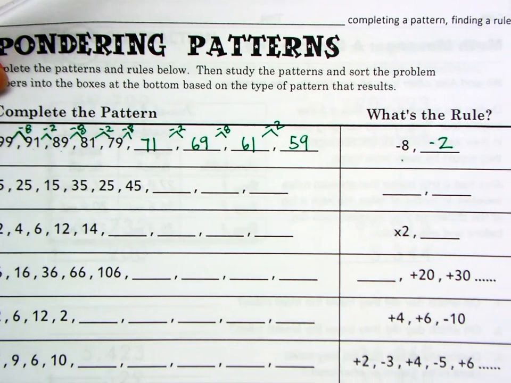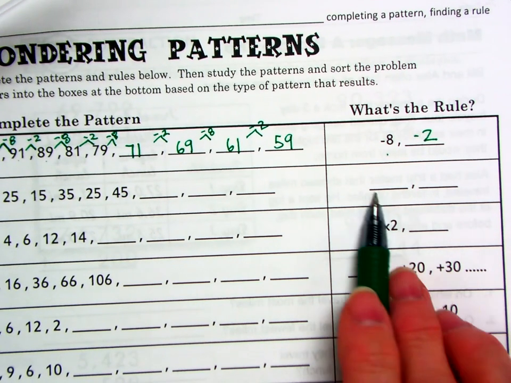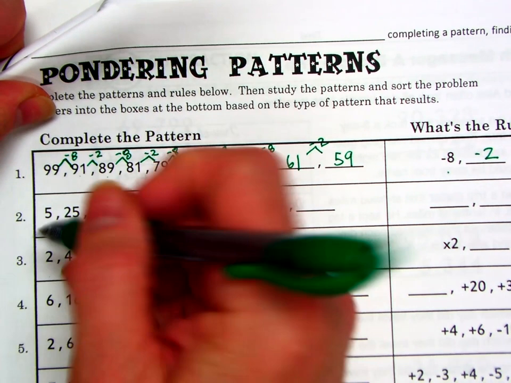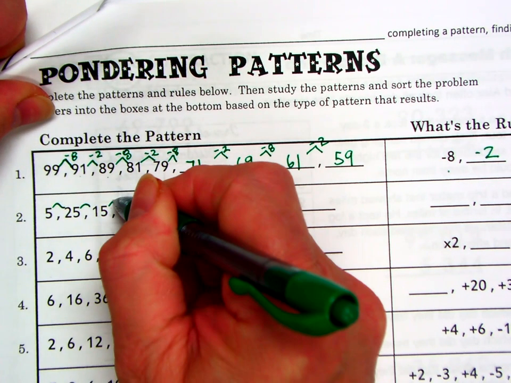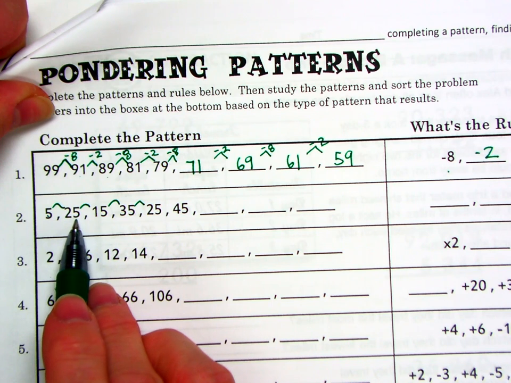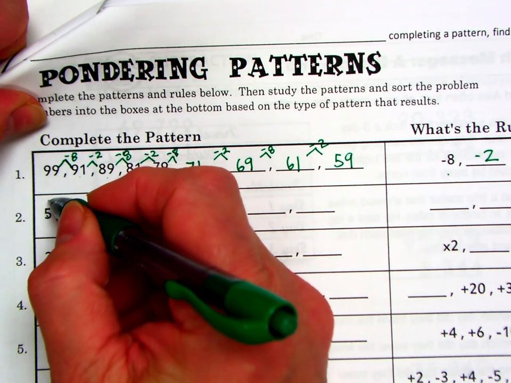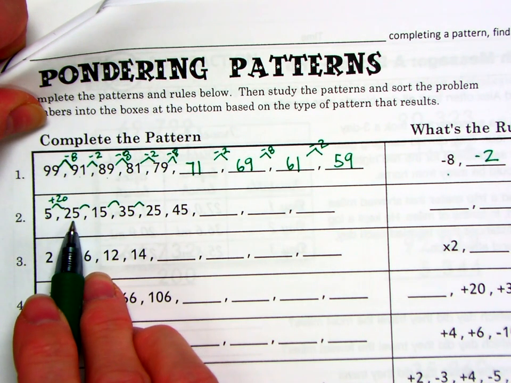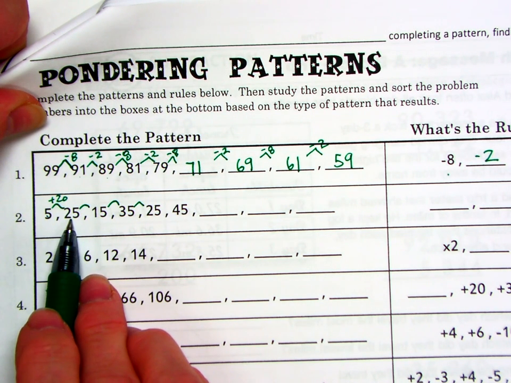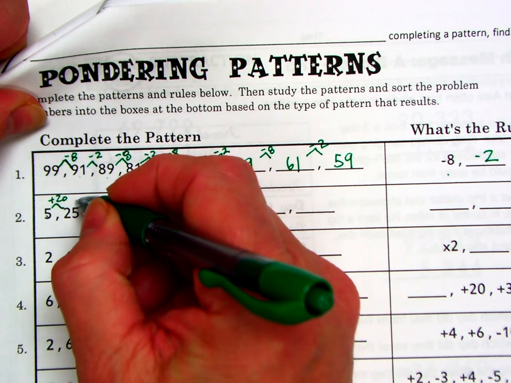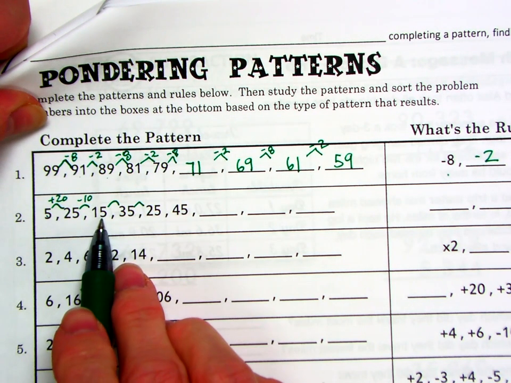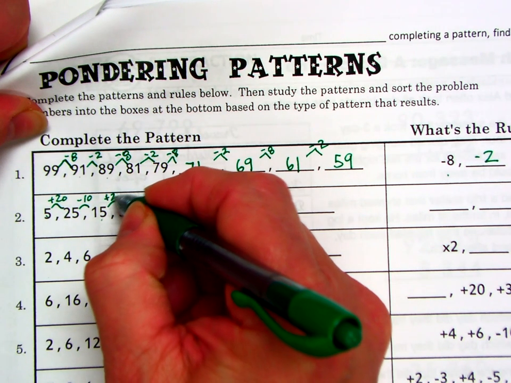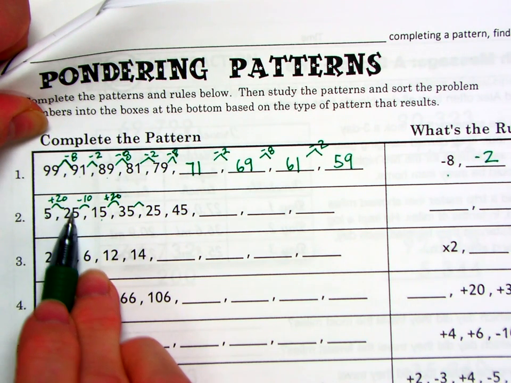Okay? Now the next one has 2 steps for the rule, but I don't know what either step is. So I have to go over here and figure out what each one is. So 5 to 25. That looks like it could be plus 20, or it could be times 5. But we'll see what else we have here. 25 to 15 is minus 10. 15, no, I know that I'm not doing times 5 here. This is plus 20. So this one must be plus 20, not times 5.